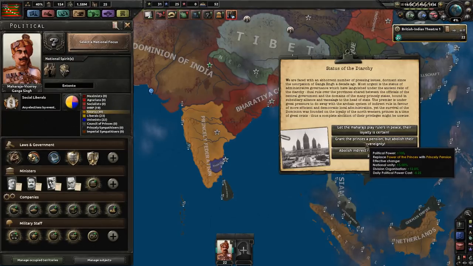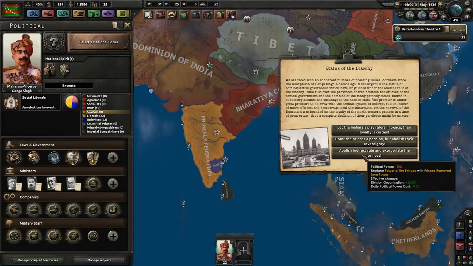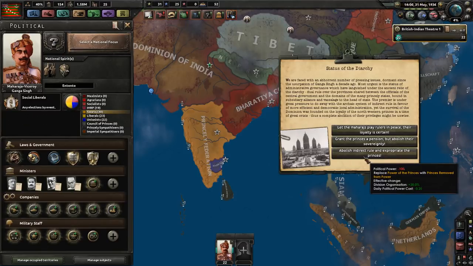Next is creating the princely pension. This is probably the best option because you get political power and more organization and reduced daily political power costs. And then this costs you political power, but you get more organization if you expropriate them.